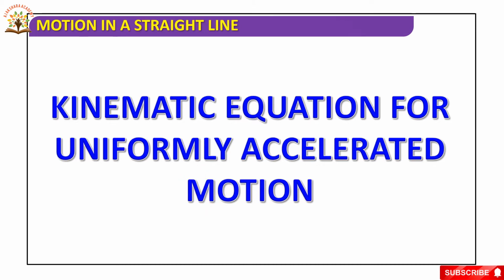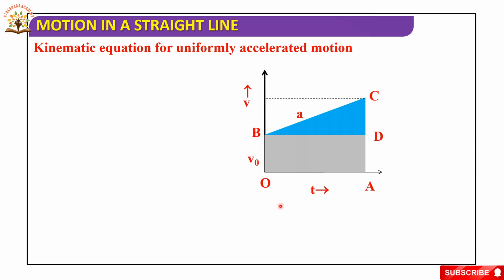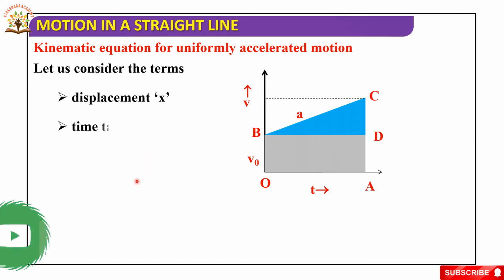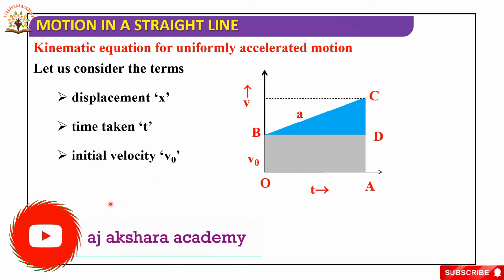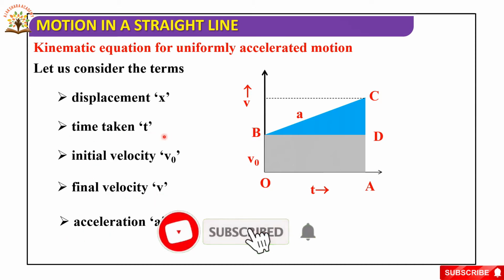Okay, let us go to today's session. First one, kinematic equations for uniformly accelerated motion. Now we are deriving the equations by the graphical method. Let us consider the terms: displacement x, time taken t, initial velocity v naught, final velocity v, and acceleration a. Here a represents acceleration, v naught is the initial velocity, v is the final velocity, t is the time taken, and x is the displacement.